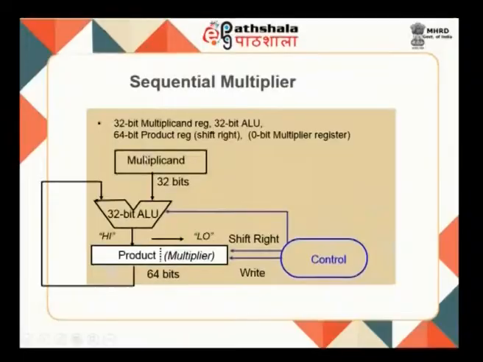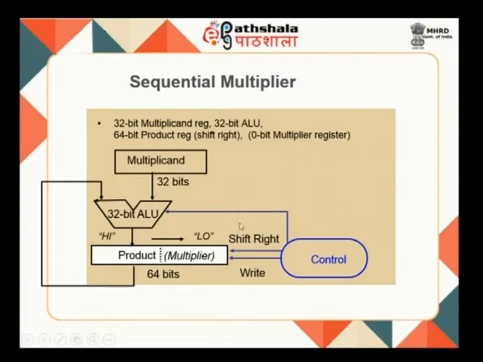Now, if you look at a sequential multiplier, unlike a combinational multiplier, this is the algorithm for a sequential multiplier. So, you have a multiplicand which is a 32-bit multiplicand, you have a multiplier which is a 32-bit multiplier, you have an ALU unit which is a 32-bit ALU unit, and finally, your product is formed here. The product is going to be a 64-bit product.